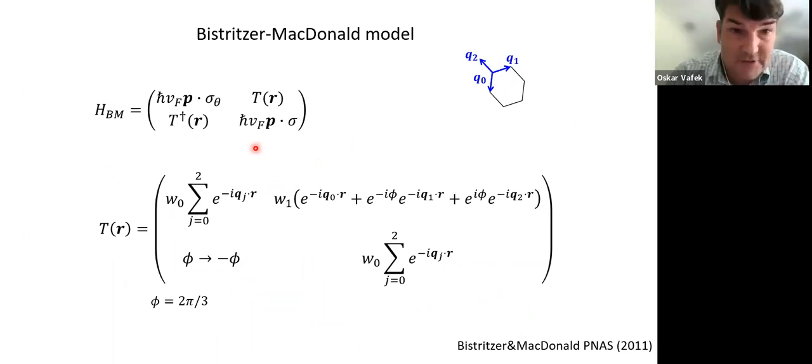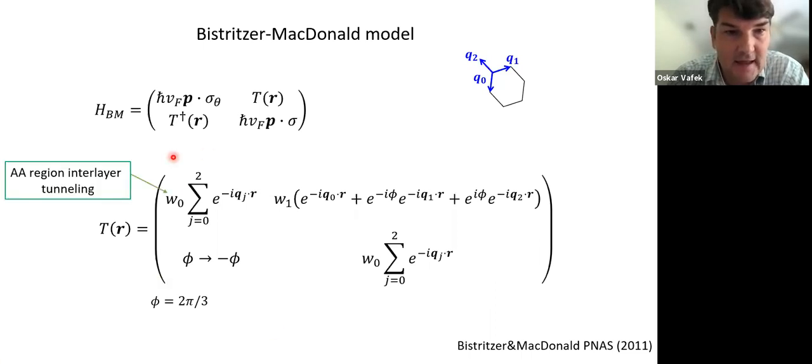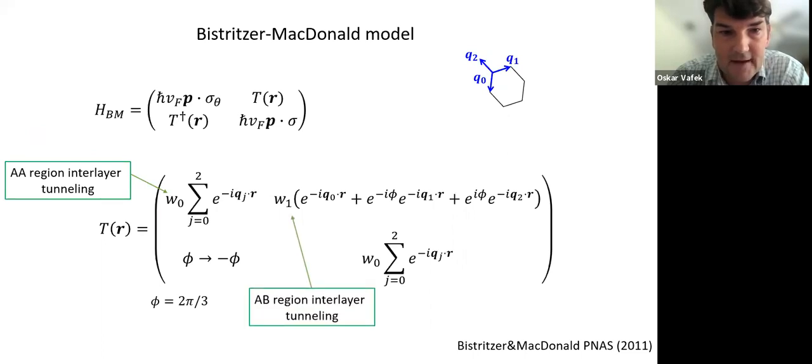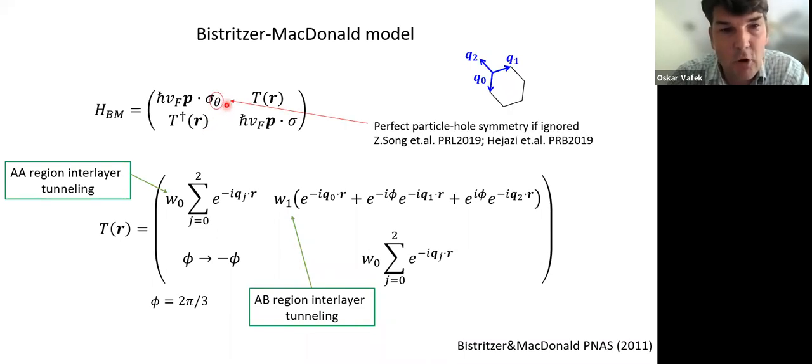So for the rest of this talk, we will adopt the effective continuum model of Bistritzer and MacDonald that was already discussed in the previous talks. And in this model, all the emergent symmetries are exact. It contains the Fermi velocity and the interlayer tunneling. So the interlayer tunneling through the AA region, as I mentioned, is marked by this w0, and through the AB region is marked by w1. Now, if you were to set this small angle rotation of this Pauli matrix to 0, it's small anyway because it's only 1 degree or so, then this model would enjoy a perfect particle-hole symmetry, as was emphasized by Andrei Bernevig's group and by Leon Balents' group. And we're going to make use of this symmetry in our renormalization group procedure that I will discuss in just a second.